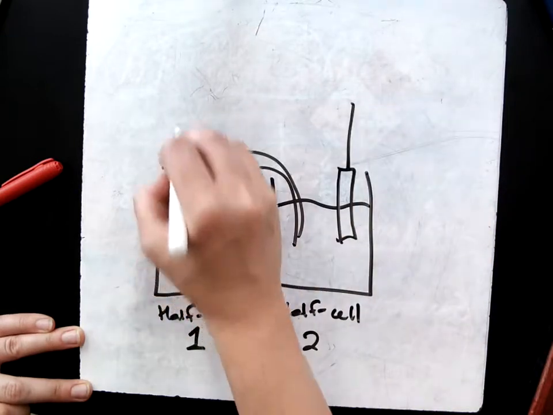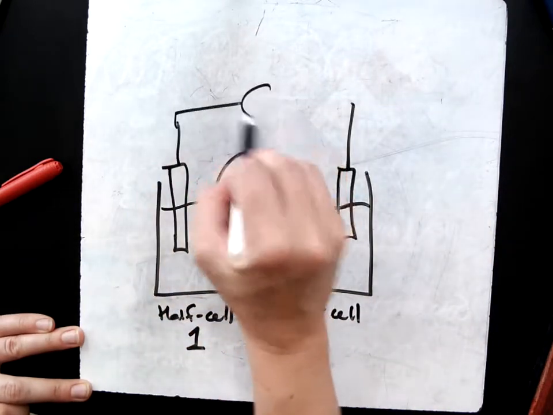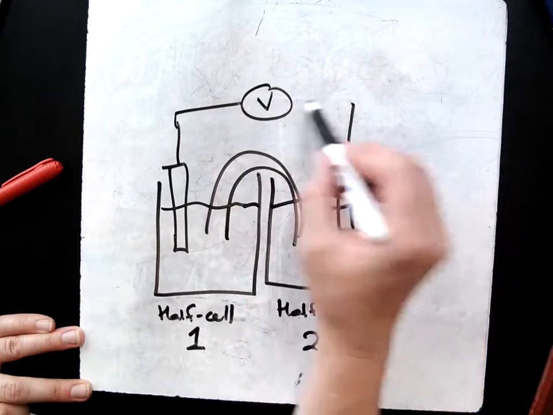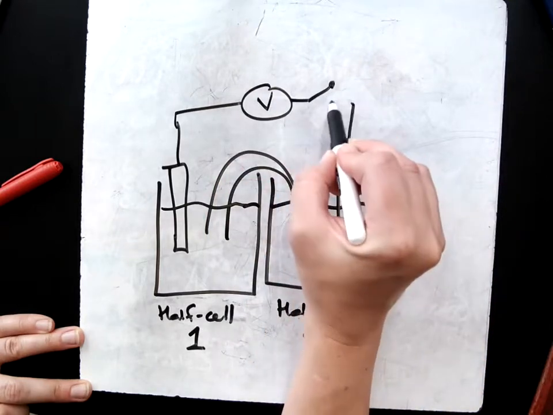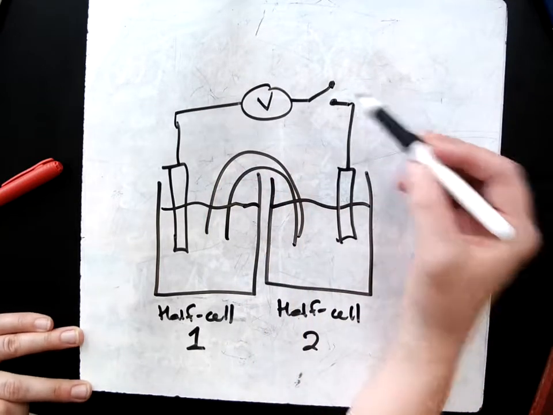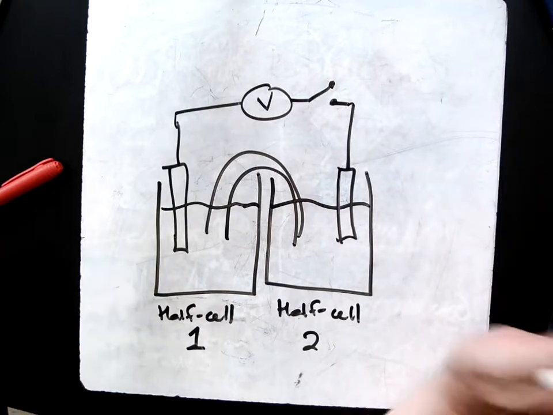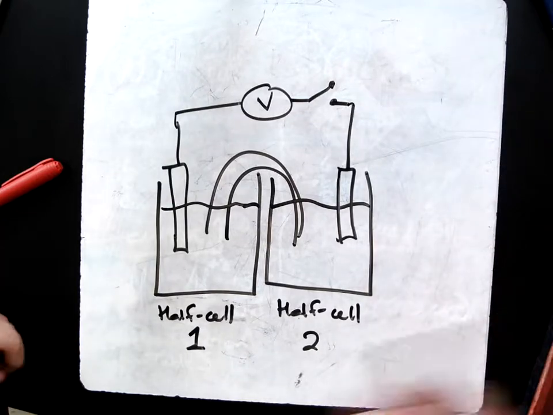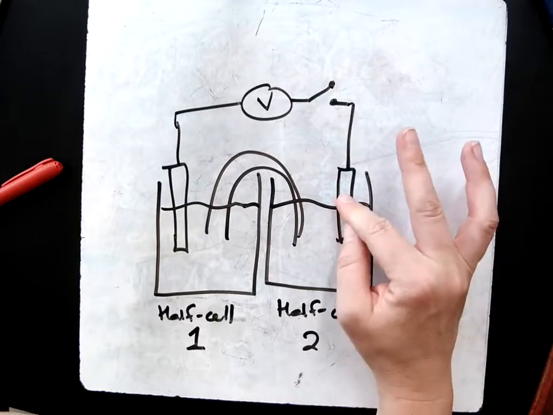And you'll have your electrodes. You'll have maybe a voltmeter, maybe something using the electricity. They might show a switch. Okay, obviously the switch will need to be closed. They'll say that somewhere in the problem, that the switch is closed. And they'll ask for you to label the direction of electron flow.